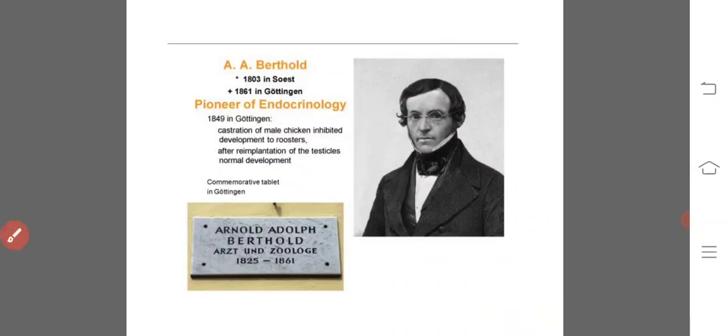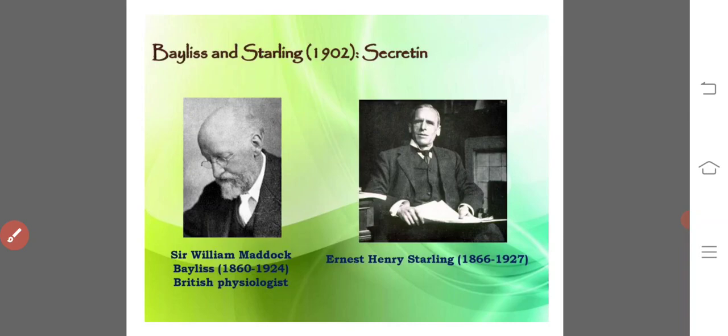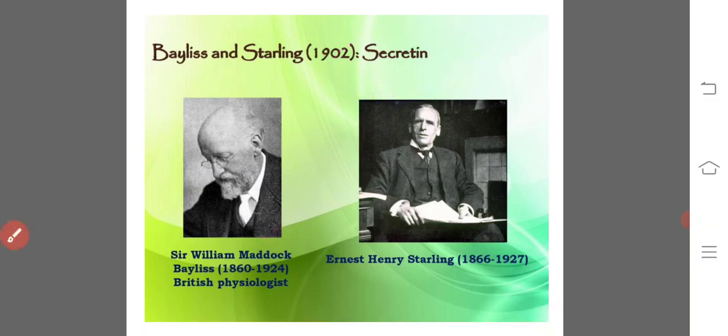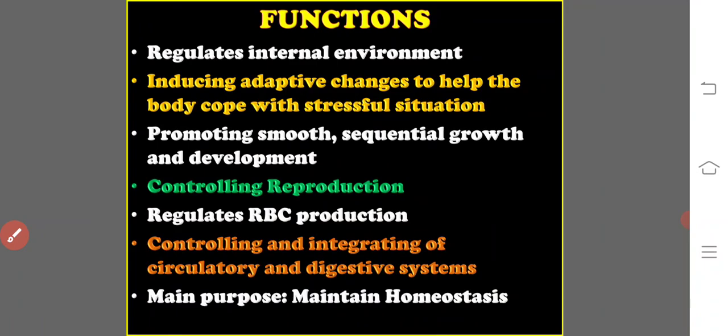So this was his pioneering work. Here you can observe Bayliss and Starling, Sir William Adcock Bayliss, British physiologist, and Ernest Henry Starling. So these were the scientists who found the hormone, that is secretin.